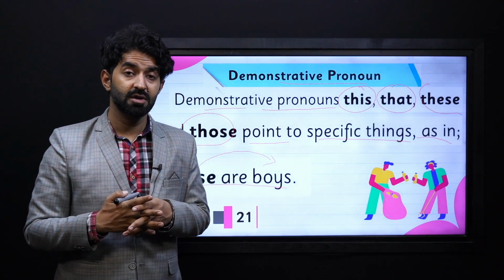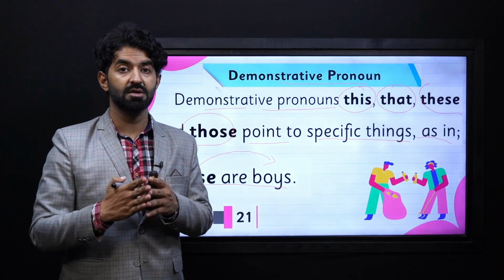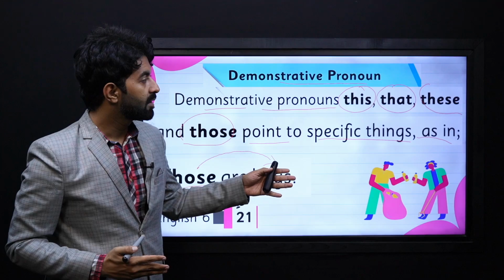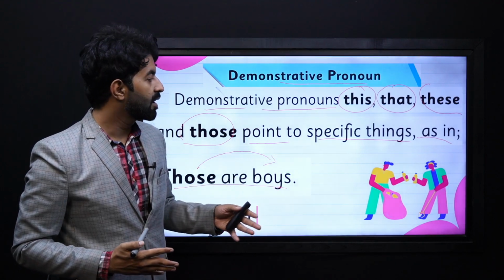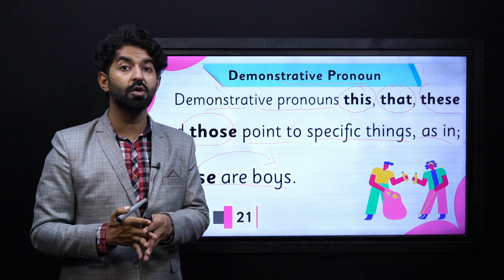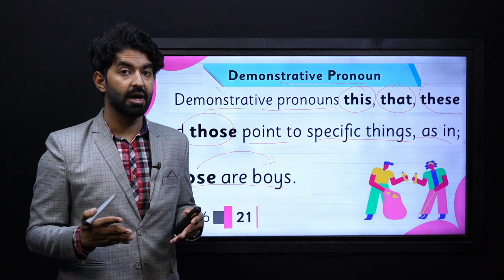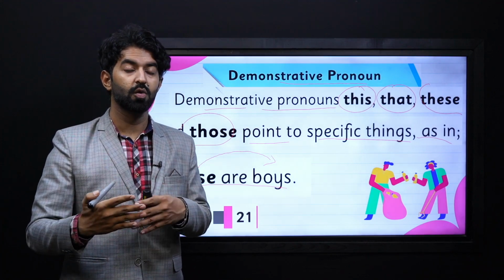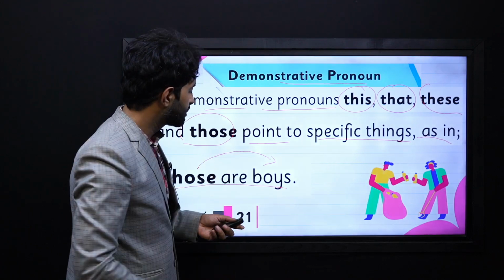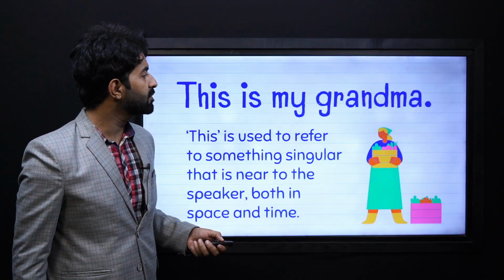Now, those is a demonstrative pronoun because it's demonstrating, it's making you look in a direction. So all these, this, that, these, and those point to specific things that you are actually referring to, or want your listener or reader to actually see in a direction which is either further or near you. Now, "Those are boys" is a very good example of a demonstrative pronoun.